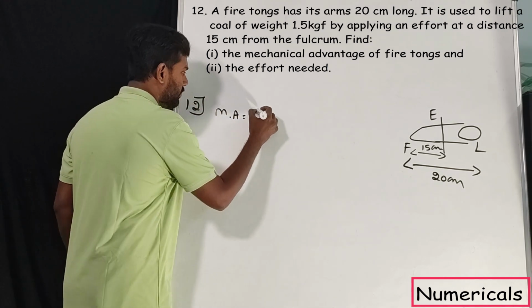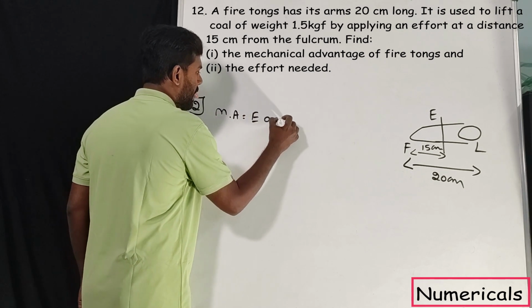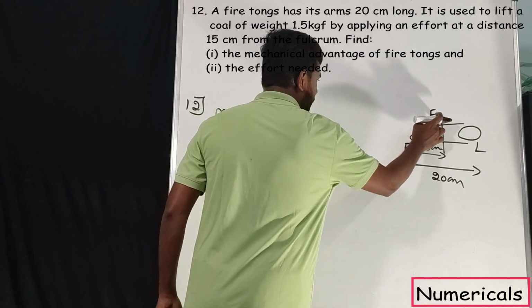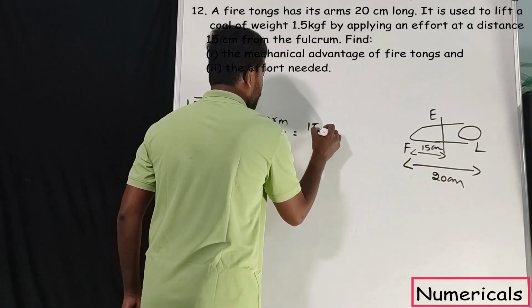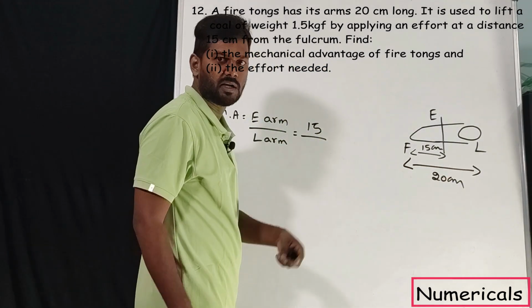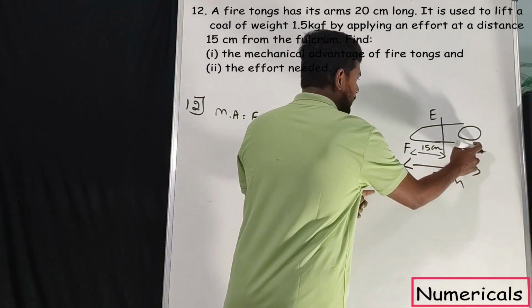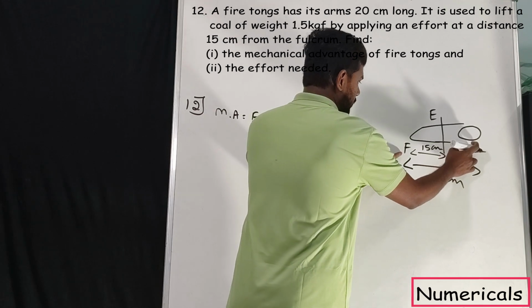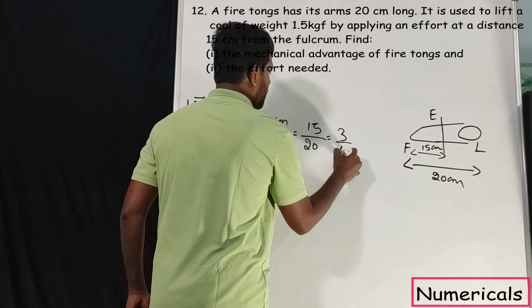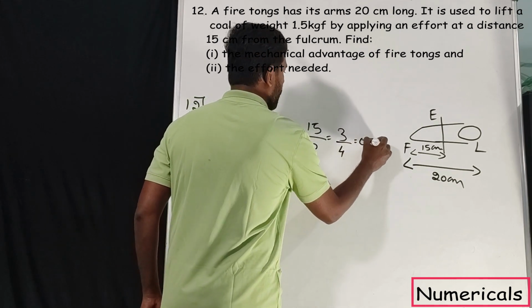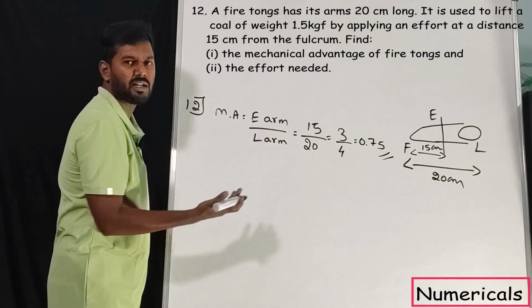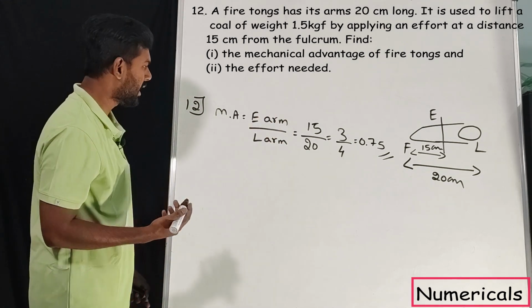Mechanical advantage is equal to effort arm by load arm, correct? Effort arm, from the effort to the fulcrum, is 15 centimeter. The load arm is the complete length of the fire tong, because we are applying the load at this point, and from here to the fulcrum it is 20 centimeter. So it is 3 by 4, which is 0.75. That's it, mechanical advantage. If you understand the concept, it is very easy to do the calculations.